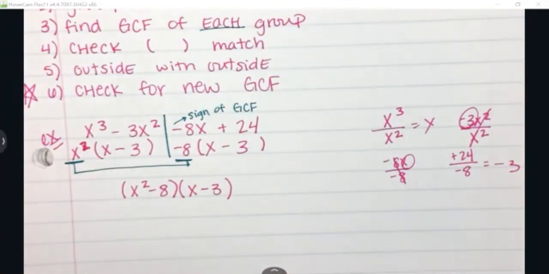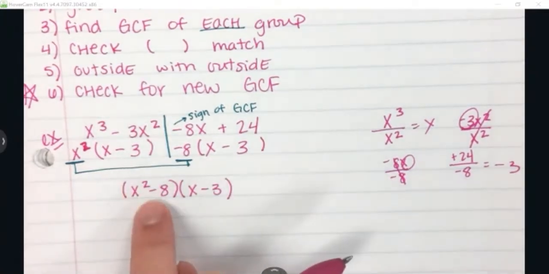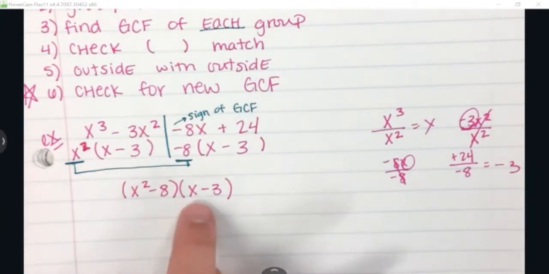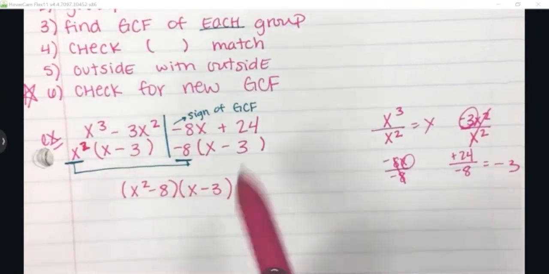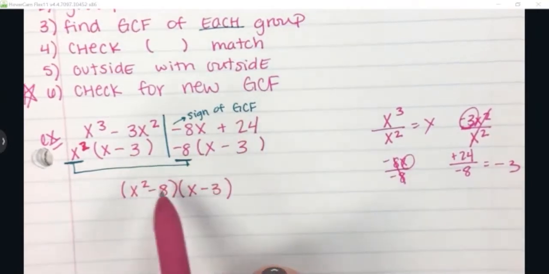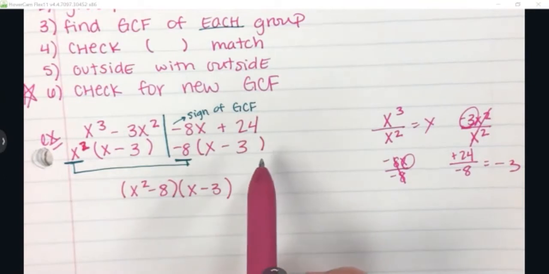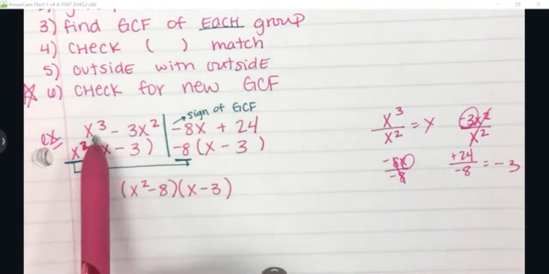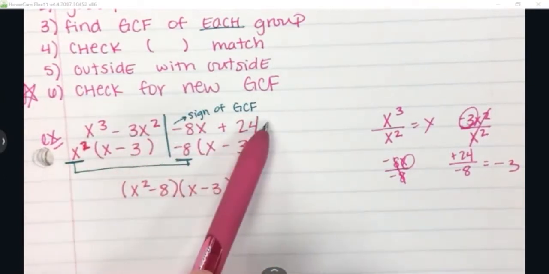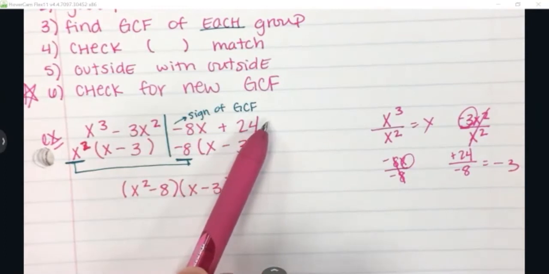So when I factored this, what did I get? I got x squared minus 8 times x minus 3. And if I were to FOIL this all out like you've been doing, it should answer what we started with, okay? There's one last thing you have to know.